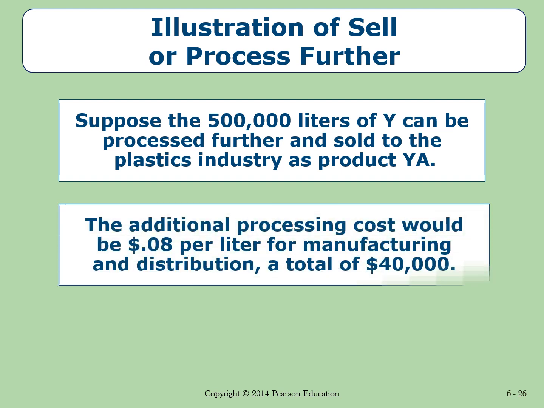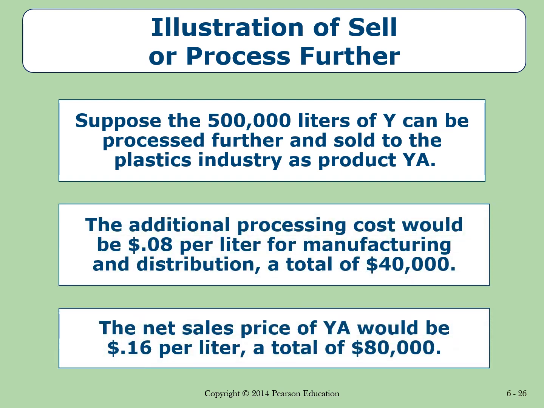If we are to process further, as the given information provides, suppose the 500 liters of Y can be processed further and sold to the plastics industry. The additional processing cost, this is the most important part. The cost to complete is 0.08 per liter, which means a total of $40,000. So this is obvious. $40,000 is the further processing cost. The net sales price for that type is going to be 0.16 per liter, which means a total of 80,000.